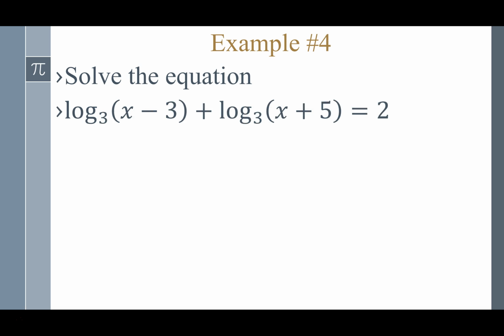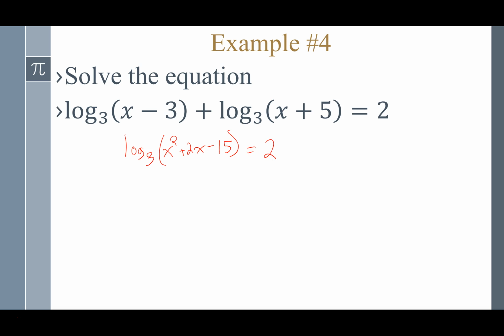Alright, so here we have the left-hand side is log base 3. The right-hand side has no log. Well, we still need to condense this. We don't want to try and move a log expression over to the right-hand side, because that's not going to work. You can't condense and solve a logarithm if you have a number plus another log. But if I'm adding two logs together, I can condense that. We condense addition of logarithms by multiplication. So it becomes log base 3 of x squared plus 2x minus 15 equals 2.